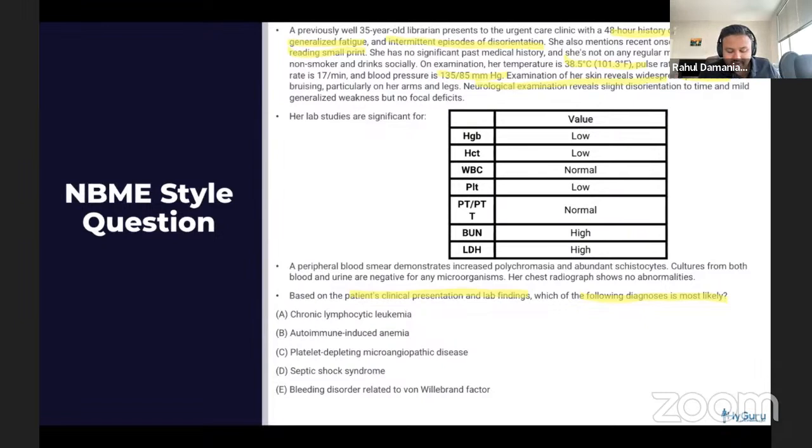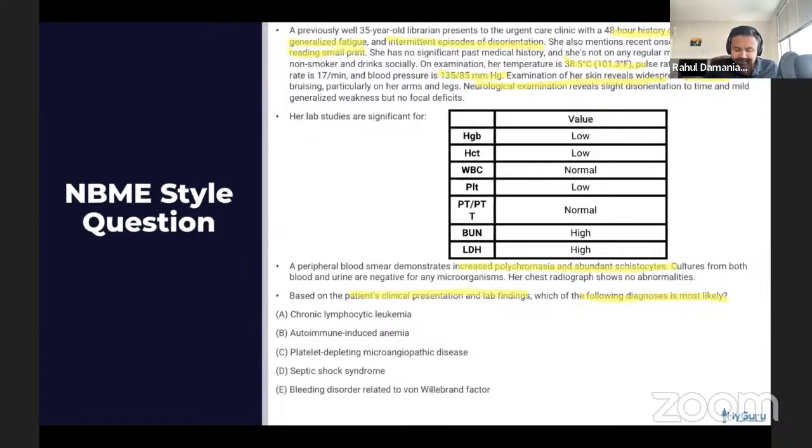Her lab studies are significant for anemia, normal white blood cells, thrombocytopenia, normal PT and PTT, high BUN, and high LDH. A peripheral blood smear demonstrates increased polychromasia and abundant schistocytes. Cultures from both blood and urine are negative for any microorganisms. Her chest radiograph shows no abnormalities.